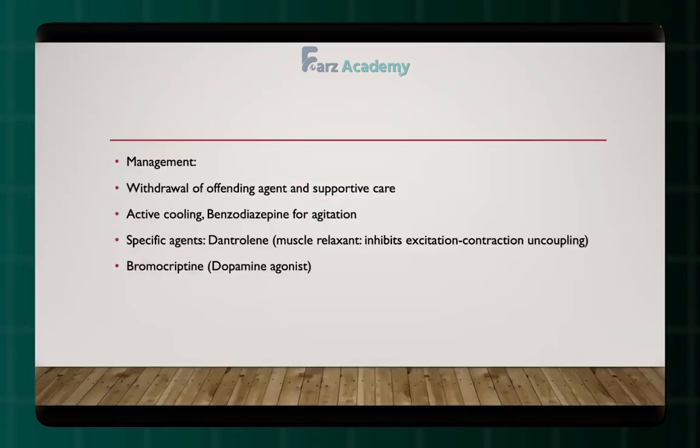Management, again, withdrawal of the offending agent and supportive care, active cooling, benzodiazepine for agitation. And as for neuroleptic malignant syndrome, the specific agents include dantrolene, which is a muscle relaxant, inhibits the excitation contraction uncoupling, and bromocriptine, which is a dopamine agonist.